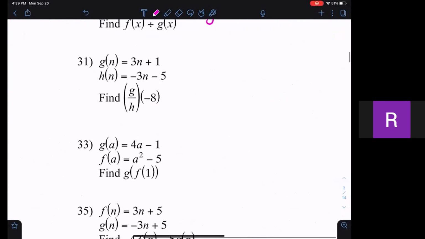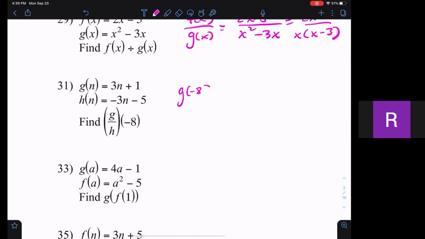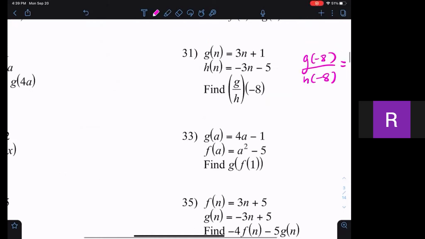So here, g of negative a over f of negative a. So what's g of negative a? Negative 24 plus 1. And then this guy is negative 24 minus 5, that's negative 29, right? So this is negative 23 over negative 29. Okay, you can play around with this thing.